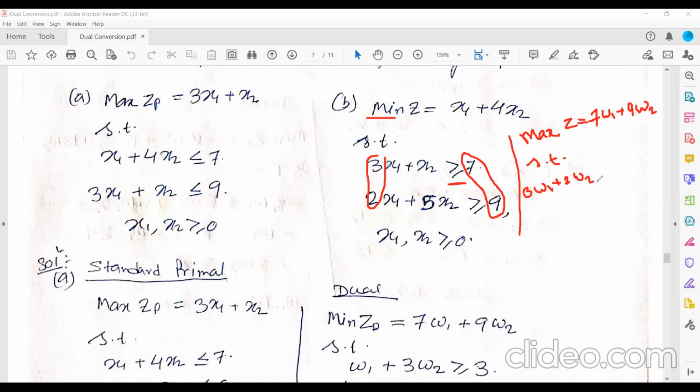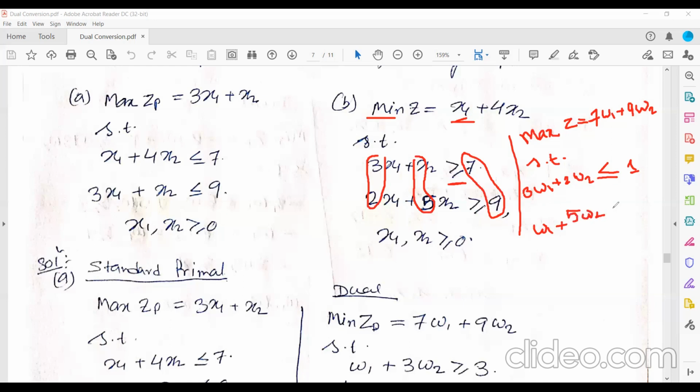Now this is greater than or equal to, so this will become less than or equal to. And that will be less than or equal to what? What is the coefficient of x1 here in the objective function? That is 1. So less than or equal to 1. Then next is this one, this coefficient. Nothing is there means 1 is there. So that means 1 into W1 plus 5W2.